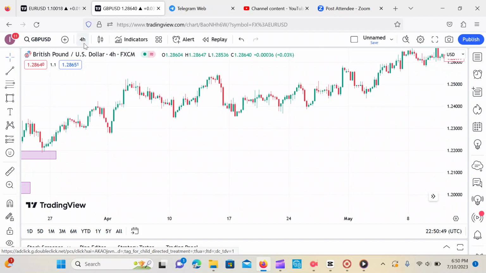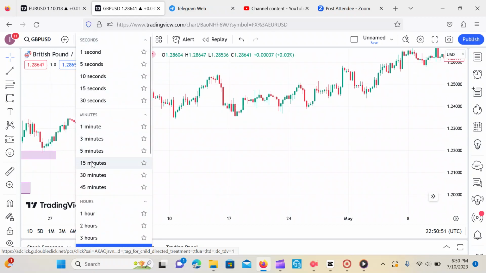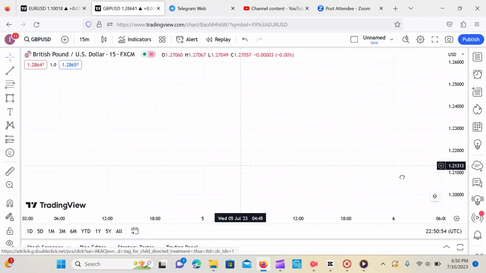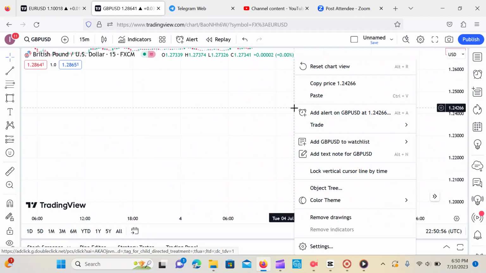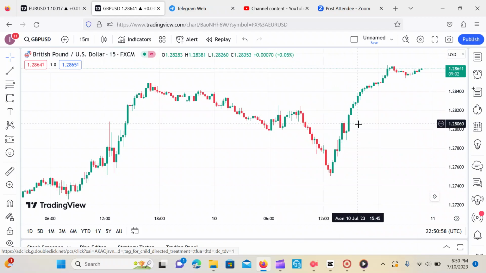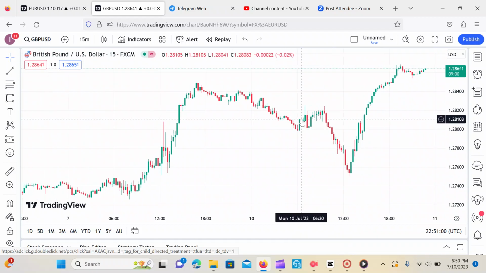Now let's quickly go to the 15-minute time frame. I want us to see something on the 15-minute time frame. So now look at this area.